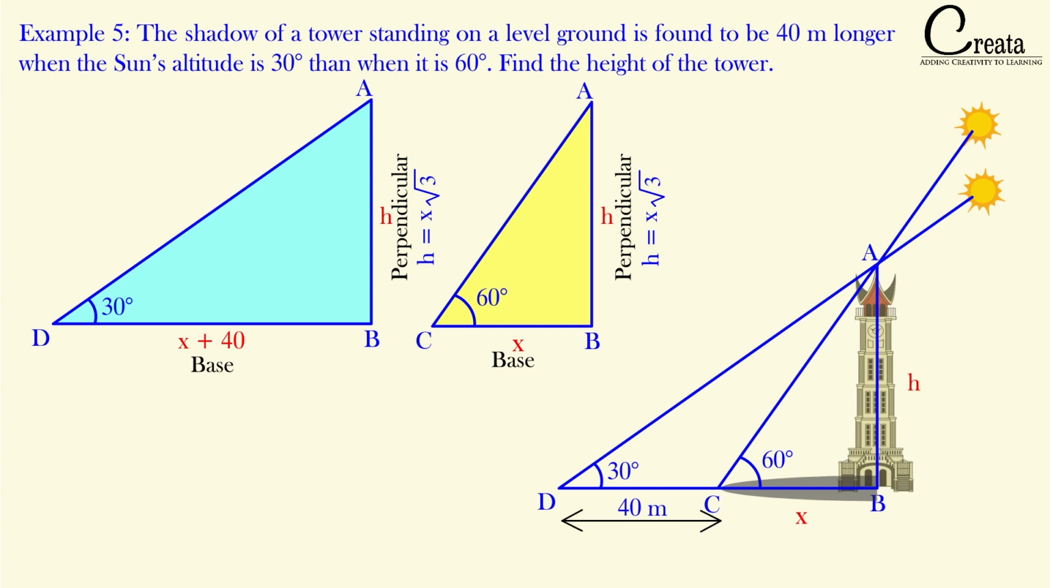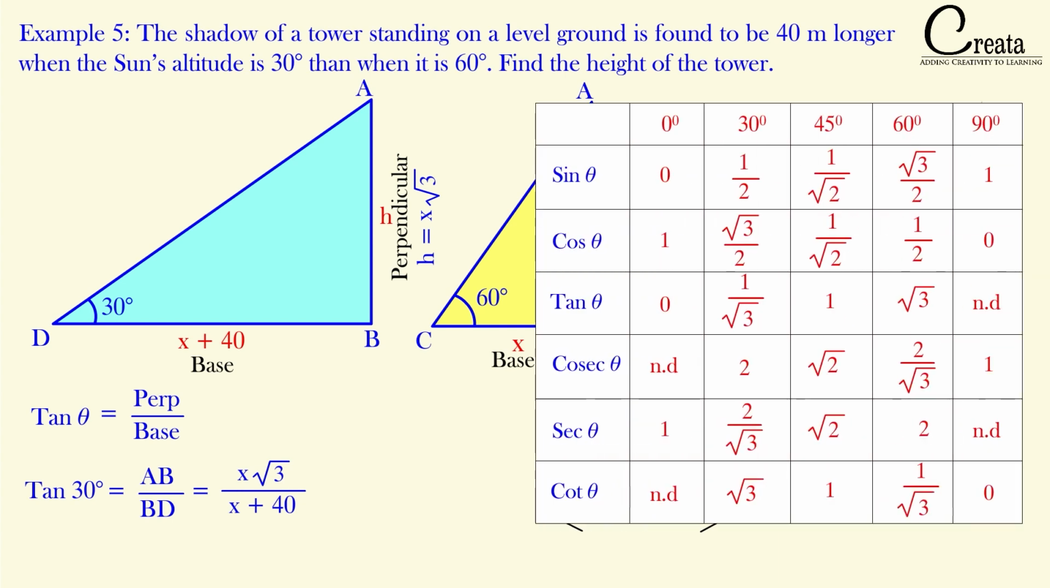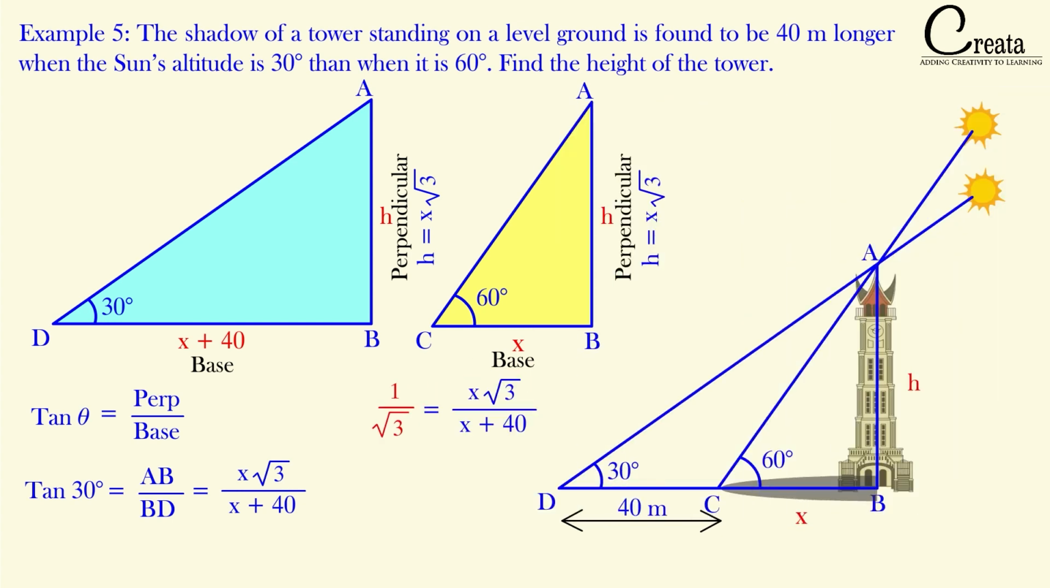Now let's apply the trigonometric ratio of tan theta. Why? Because again here perpendicular and base are coming into the picture, and the relation governing the perpendicular and base is tan theta. So we got tan theta is equal to perpendicular upon base. So tan 30 degree is equal to AB upon BD, which is equal to x root 3 upon x plus 40. Okay, we have simply replaced perpendicular and base with their respective values. Let's refer to the trigonometric ratio table for the value of tan 30 degree, which is equal to 1 upon root 3.